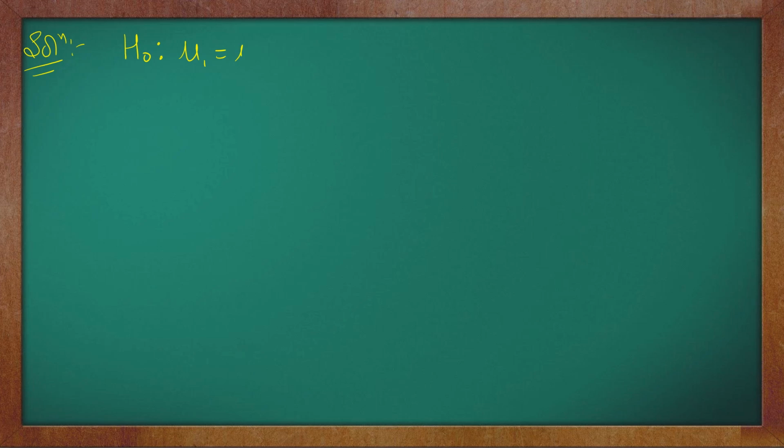What is the null hypothesis? There is no difference. How many populations do we have? Three. So obviously, for all three populations, the mean is the same. Okay, now let's proceed further. So how do we start this question?